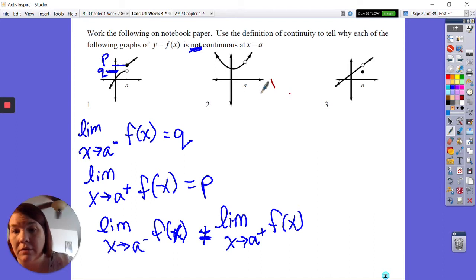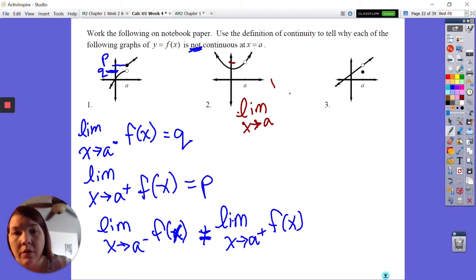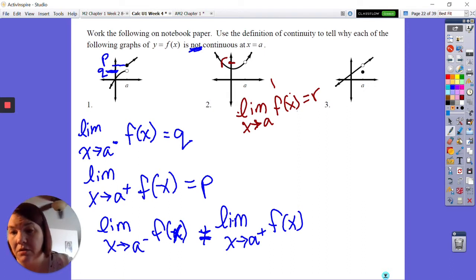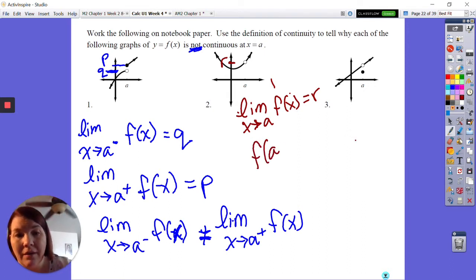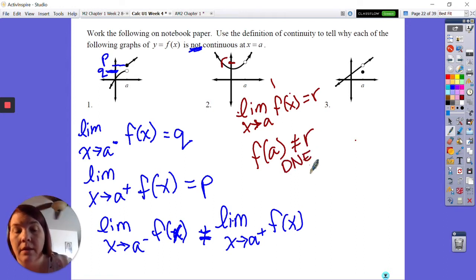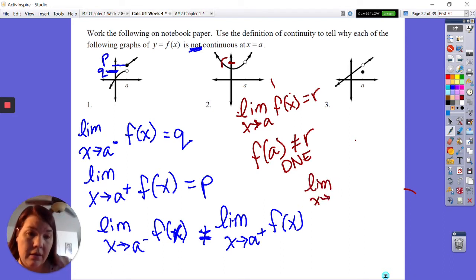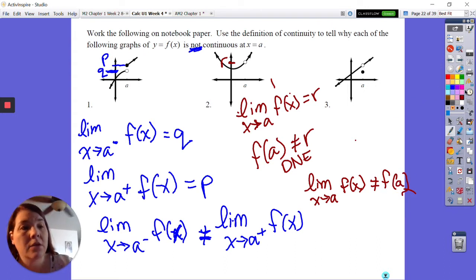So the limit exists. The limit as x approaches a of f of x, we'll call this one r, is r. It exists. Totally fine. But f of a is not equal to r because f of a is undefined. It does not exist. But it's not equal to r, which means that the limit as x approaches a of f of x is not equal to f of a. And so there's my continuity again. So we have our jump discontinuity here. We have a removable discontinuity here, and we've shown that that's not working.